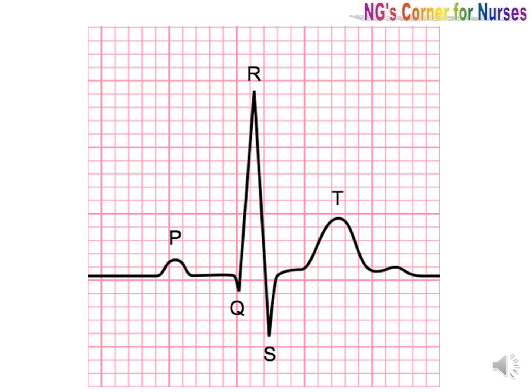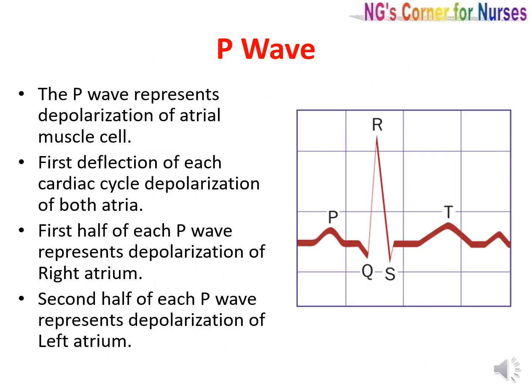And normally one heartbeat is recorded as a grouping of waves called PQRST deflections. The P wave represents depolarization of atrial muscle cells. First deflection of each cardiac cycle, depolarization of both atria. First half of each P wave represents depolarization of the right atrium, and second half of each P wave represents depolarization of the left atrium.